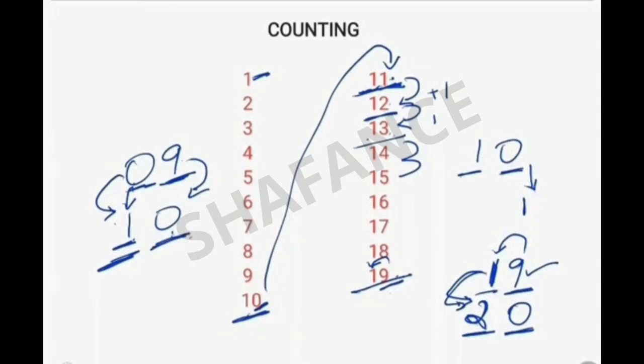So similarly after 19 comes 20, because 1 is increased to 2, and all the digits right to it, there's only one digit, that is the 1's place, become minimum. From 9, it becomes 0, that is 20.